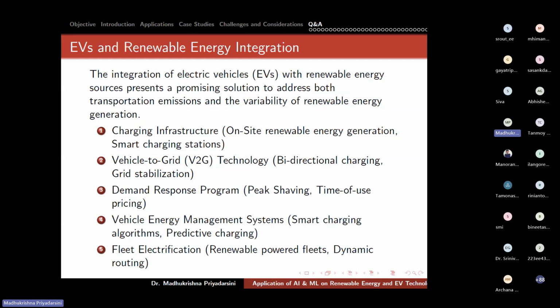And the last part of this talk is the integration. Like in the initial slide, I told you we'll discuss renewable energy separately, we'll discuss EV separately, and finally we'll merge EV with the renewable energy. So how are EVs going to be merged with the renewable energy?